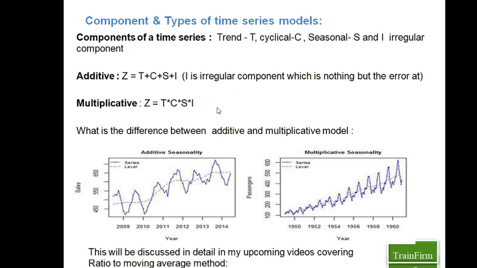The use of these different components will be discussed at length in my next video, when I'm going to cover a very powerful method of forecasting, which is the ratio to moving average method. But for this particular video, I would really want to stick to how we are going to identify trend from a time series, how we will account for it, and how we will create a forecast for it. Independently, we are going to create a forecast for the trend, cyclical, seasonal, and irregular components, and add them up to come up with a forecast. So in this video, I'm going to restrict myself to the first component, and the remaining components I will discuss in my upcoming videos. Let's discuss trend analysis.